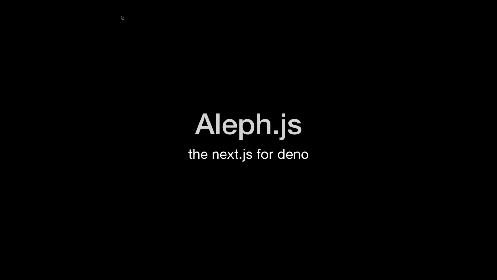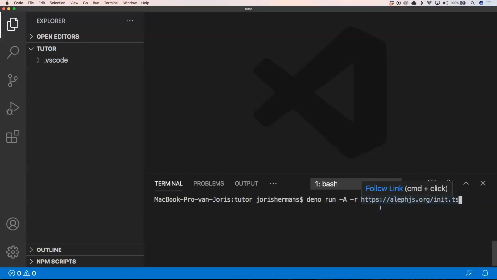Today I want to talk about aleph.js, the Next.js for Deno, and I'm also going to talk a little bit about MDX. So this is the command that you need to run when you need to execute aleph.js.org.